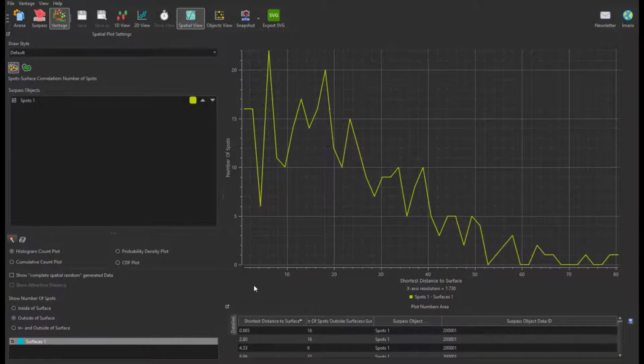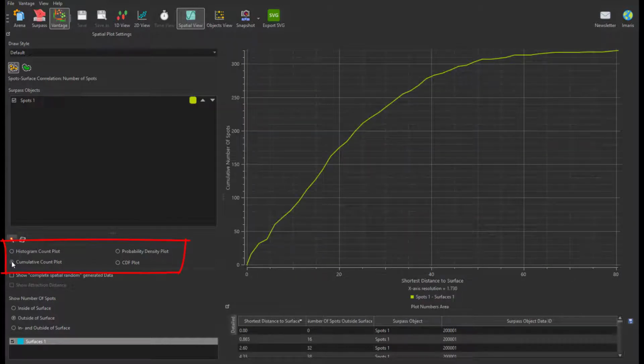The x-axis of the plot shows the shortest distance to surface, and y-axis, the number of spots at any given distance d. So here I can read there is 11 spots found at 10 micrometers distance from the surface. In Imaris, you can as well find the plot counterpart, cumulative count plot, where we see the cumulative number of spots within a distance d from the surface.